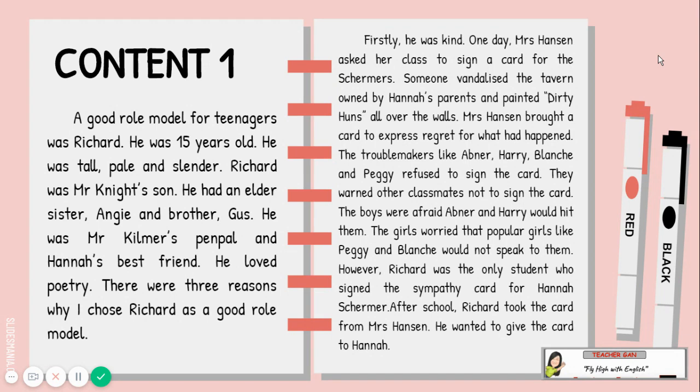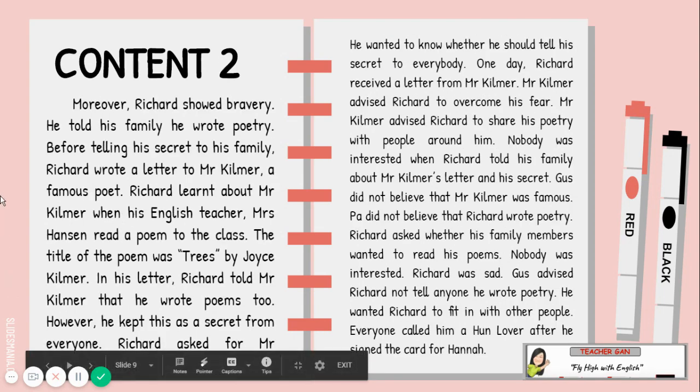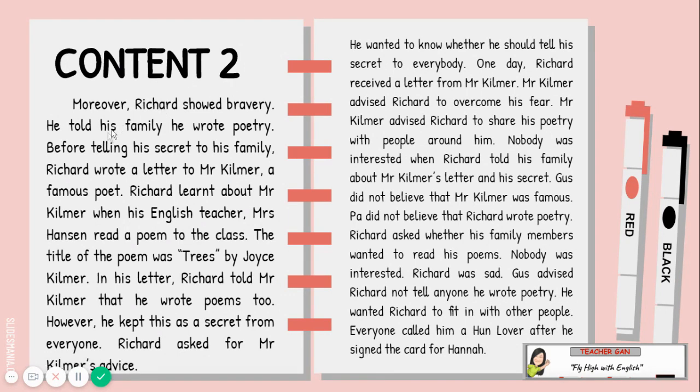However, Richard was the only student who signed a sympathy card for Hannah. After school, Richard took the card for Mrs. Hanson. He wanted to give the card to Hannah. So this could be the answer for the evidence for being a positive role model. So let's look at the next one, paragraph 3, for content or evidence number 2.